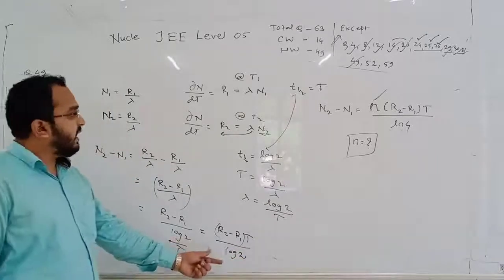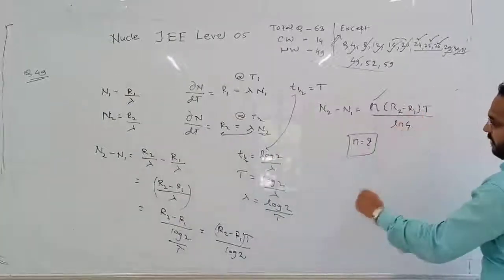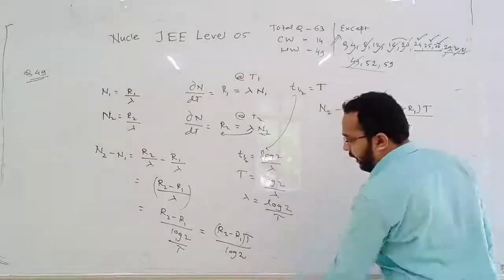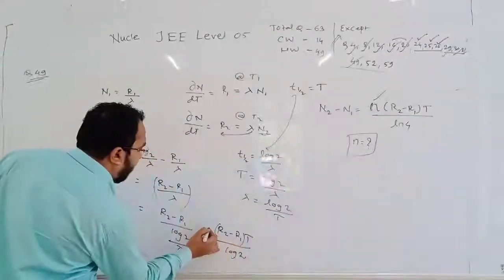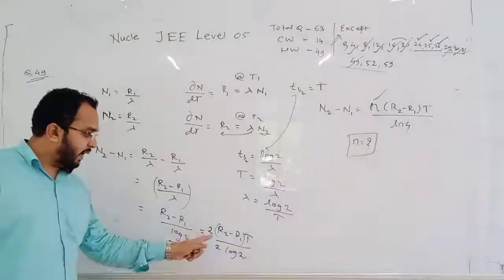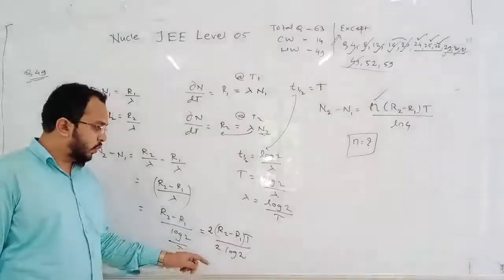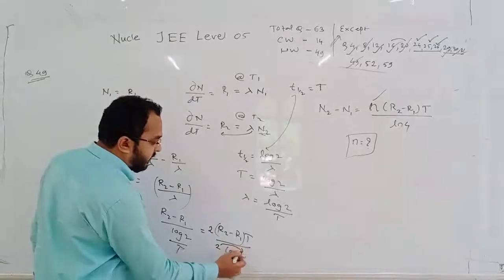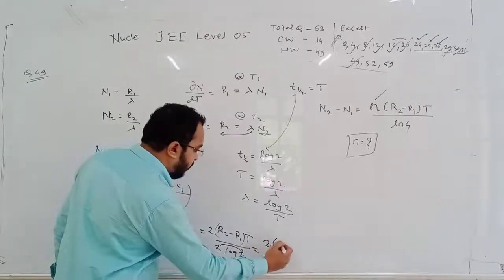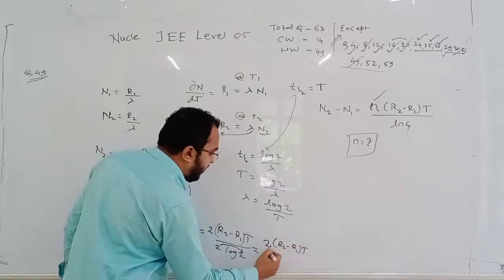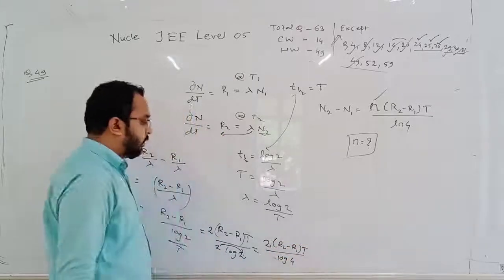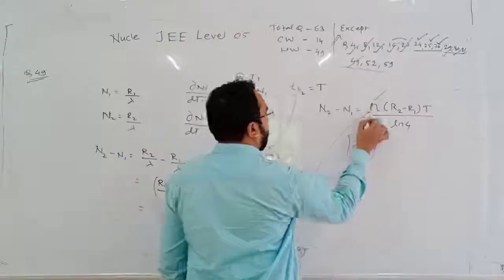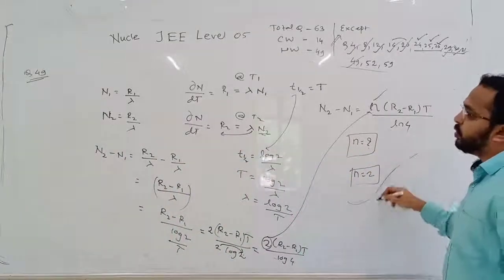Now what is the difference between this answer and the given answer? r2 minus r1 is the same, and t is the same. Here it is log 4, here it is log 2. Now to write log 4 here, I will write 2 here and 2 here, multiplying and dividing by 2. When this 2 goes as the power of the index, it becomes a square. So it will be 2 (r2 minus r1) into t upon log 4. Now this is same as the given answer. Hence n is equal to 2. So the answer of this question is 2.